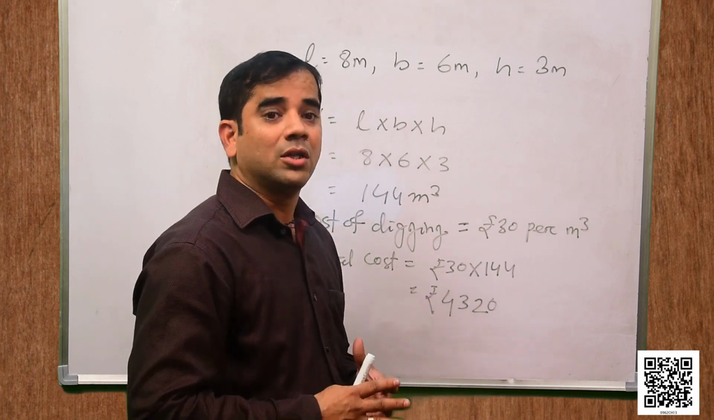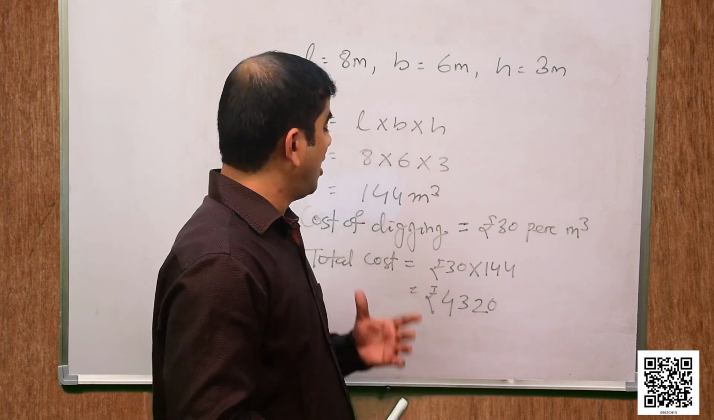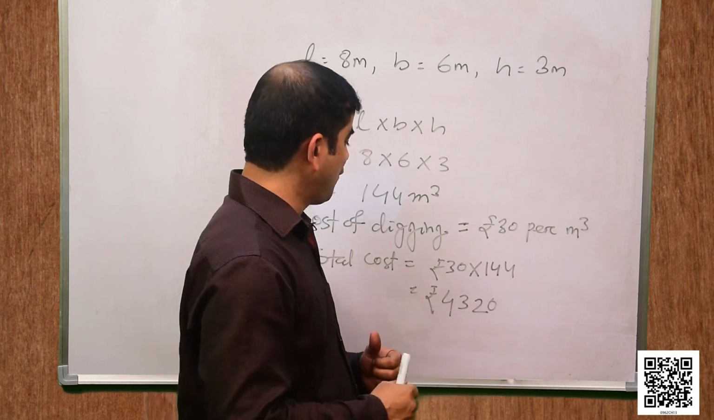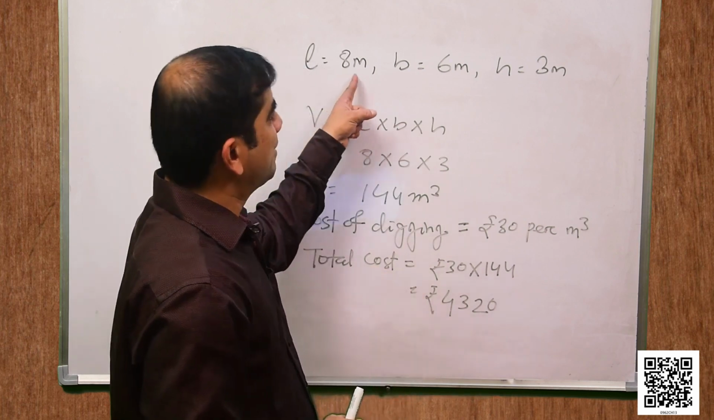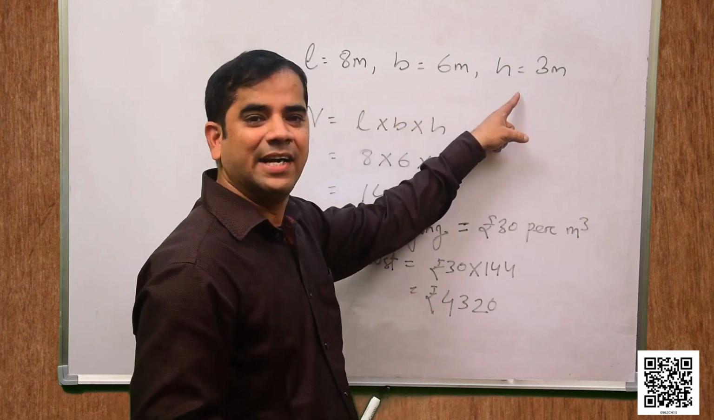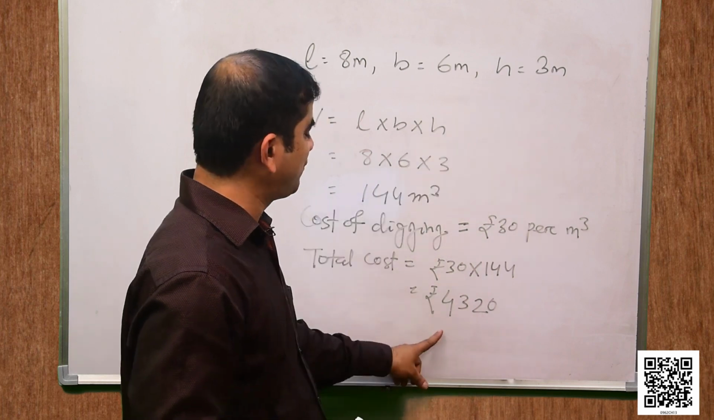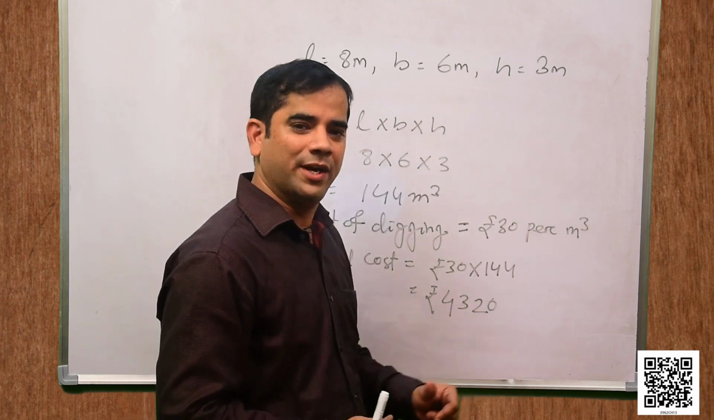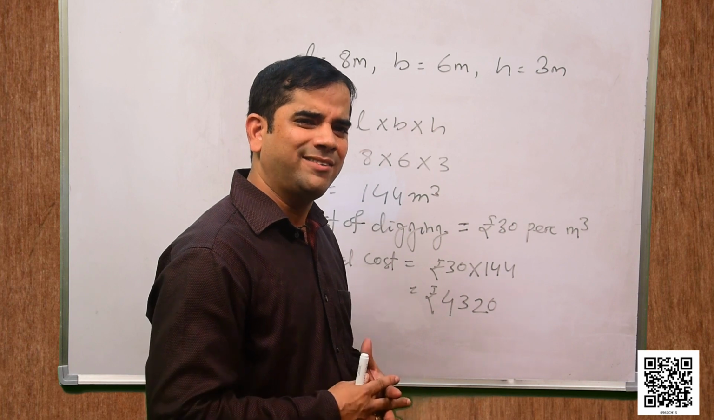Rupees 4,320. So, the total cost of digging a cuboidal pit of length 8 meter, breadth 6 meter and height 3 meter is rupees 4,320. Hope you understand.